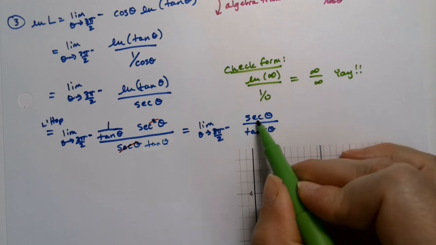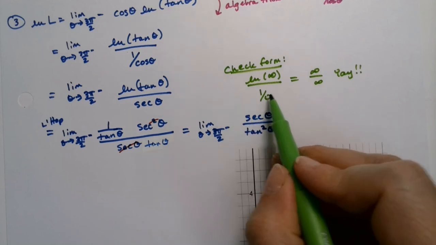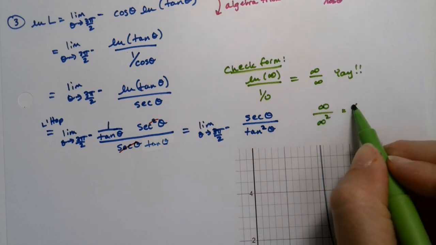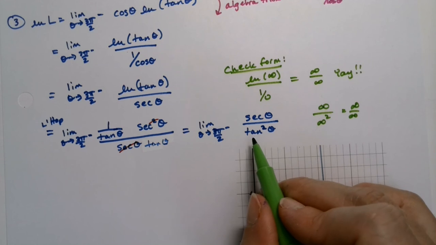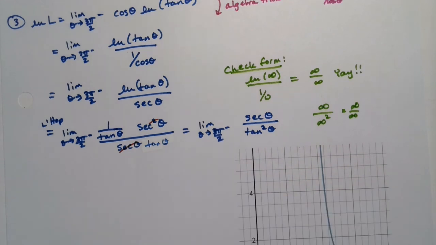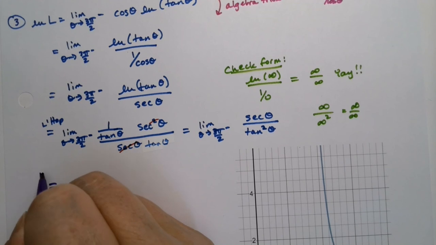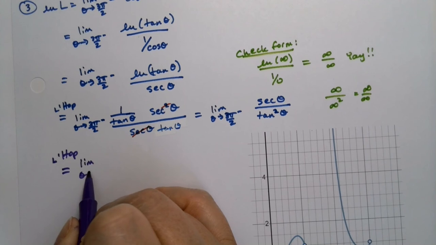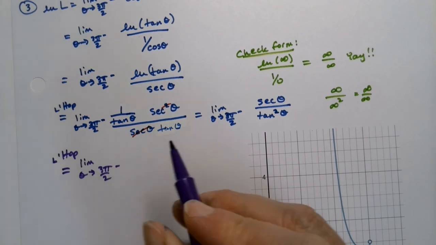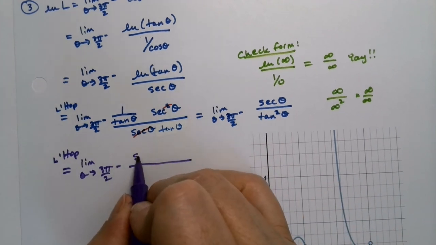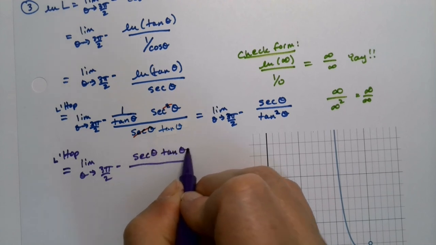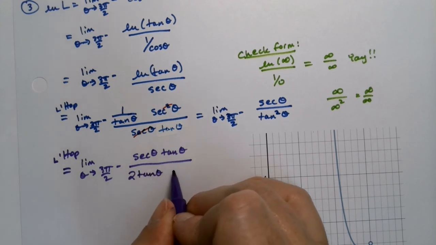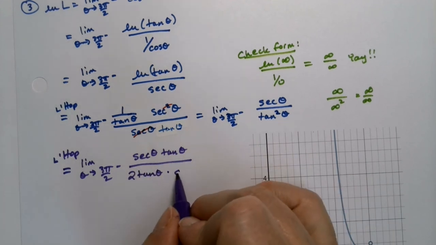If I look at this, the secant of theta, I just did that right here, it's infinity. And the tangent of theta is infinity squared. So that's infinity over infinity, which means I could do another application of L'Hopital's rule. And I'm going to. So I'm just going to make this purple. L'Hopital's rule, another time. So that would be the limit as theta goes to 3 pi over 2. Derivative of secant is secant tangent. Derivative of tangent squared would be 2 tangent times the derivative of tangent, which is secant squared.